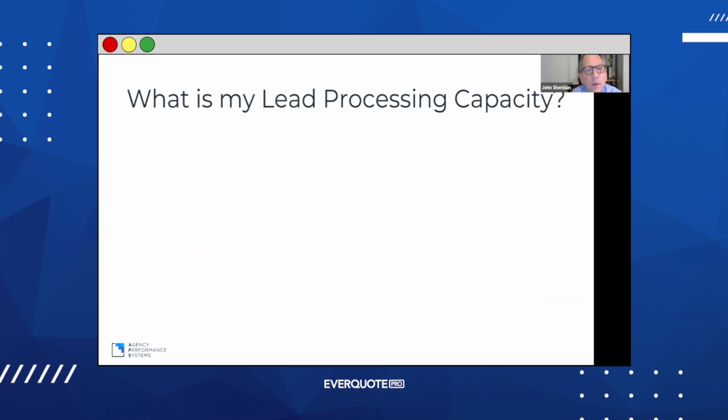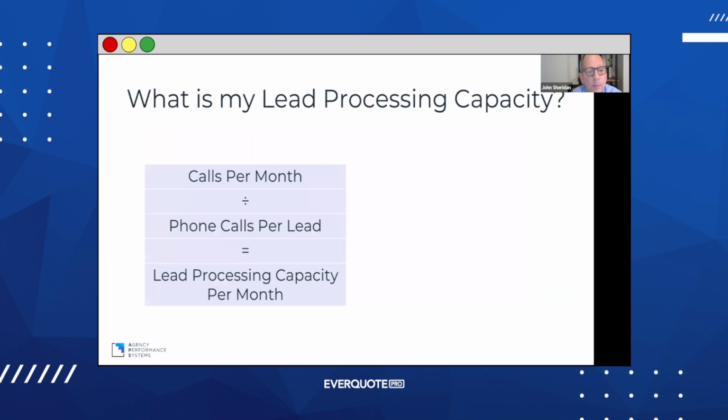So let's take a look at the next step in making this work, and that is converting this down to number of leads. So let's start with our calls per month from the prior slide, 2,560. And we're going to assume here 7.4 phone calls per lead average. I'll explain how we got to that in a moment.